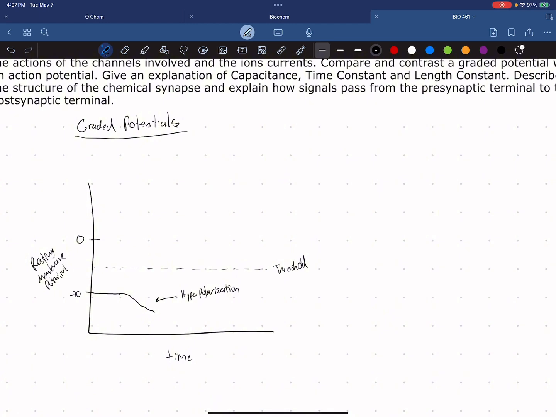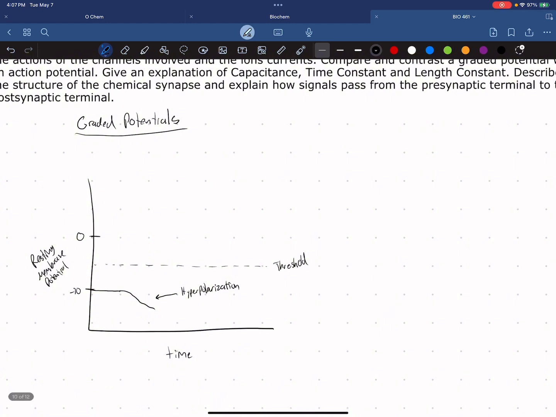And so this is what would happen if this resting membrane potential becomes more negative. So this would be an instance where there's sodium, or there's positively charged ions leaving the cell. That would cause the inside of the cell to become more negative. And like I said before, these graded potentials won't ever reach this threshold value.